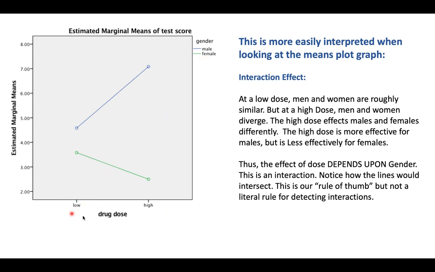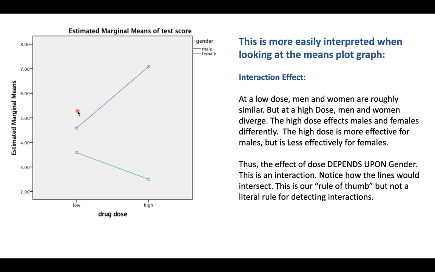How effective is a low dosage, or how effective is the medication? Well, it depends upon the interaction between dosage and gender. Now, remember that we had a main effect of gender, but then we also had this interaction. And in our interpretation, we would want to include both, but we would really want to play up this interaction. This is the good stuff. This is what actually is going on.